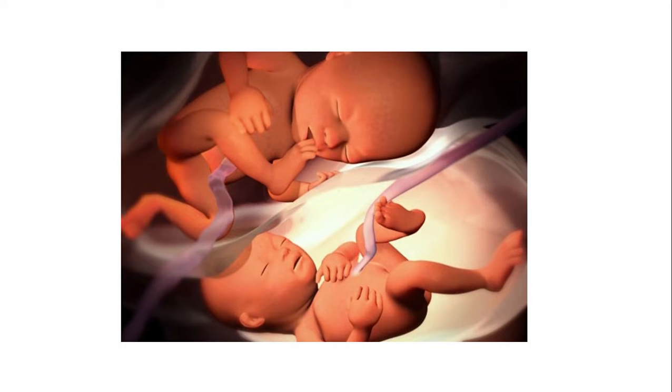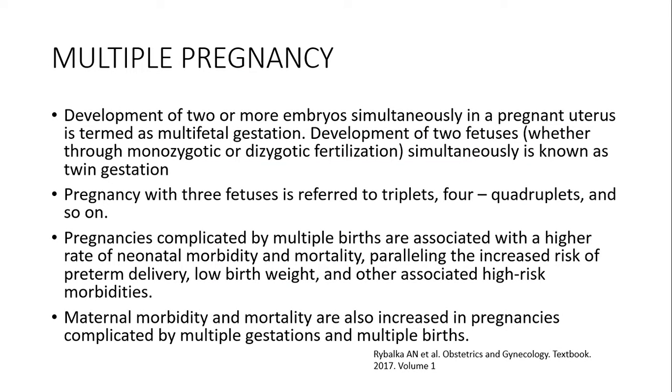We can continue with the multiple gestation now. Development of 2 or more embryos in the uterus is termed a multifetal gestation. Development of 2 fetuses, whether through monozygotic or dizygotic fertilization, is known as twin gestation. Pregnancy with 3 fetuses is referred to as triplets, 4 quadruplets, and so on.